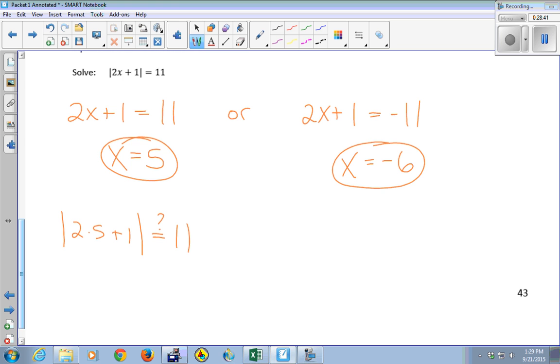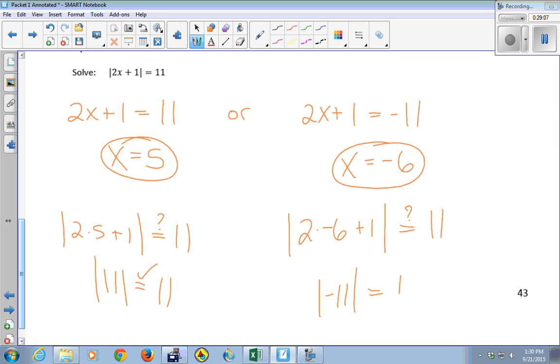Yeah, because 2 times 5 is 10, plus 1 is 11, and the absolute value of 11 is, in fact, 11. Okay, let's look at the negative 6. Absolute value of 2 times negative 6 plus 1. Does that equal 11? Well, 2 times negative 6 is negative 12, plus 1 is negative 11. Does the absolute value of negative 11 equal 11? Yes. So they are both solutions.